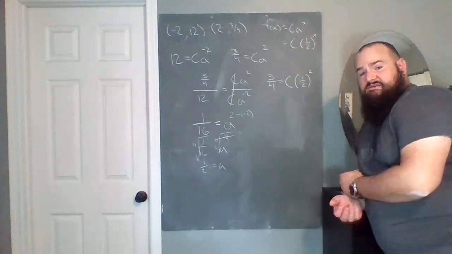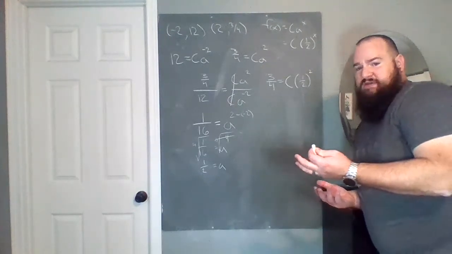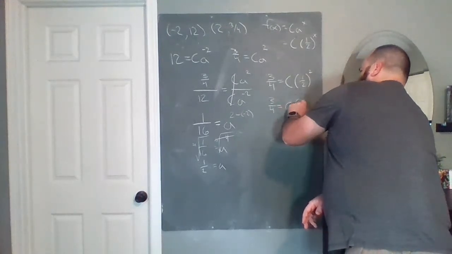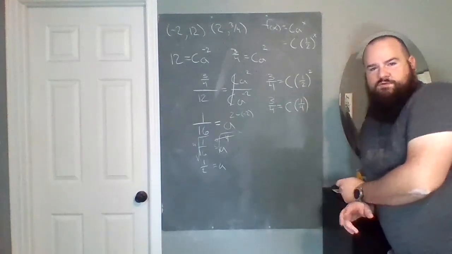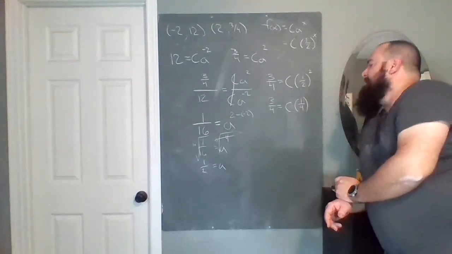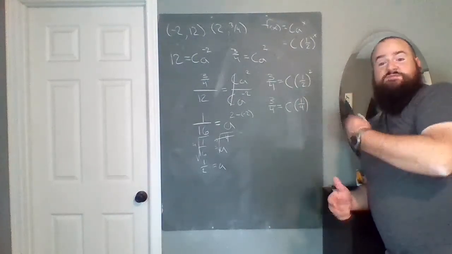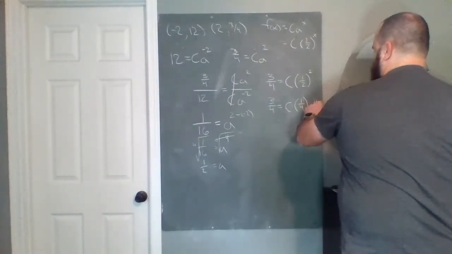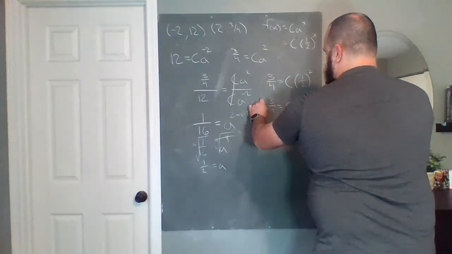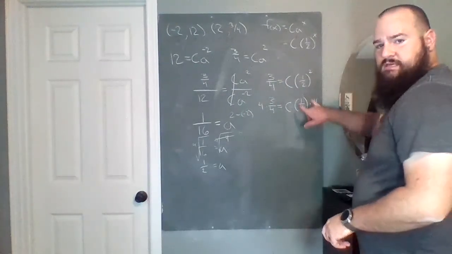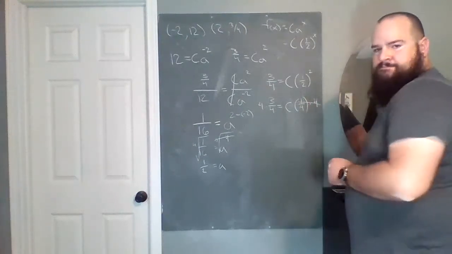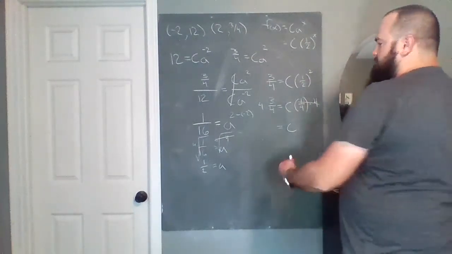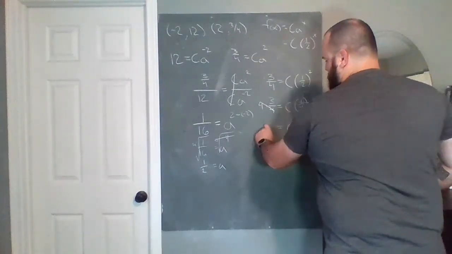I can solve this for c. Right? The first step is, what's 1/2 squared? One-fourth, right? 1/2 times 1/2 is 1/4. Now, how do I get rid of 1/4? Well, I could divide by 1/4, but that's just the same as multiplying by 4. So if I multiply both sides by 4, these cancel, and I'm left with c. And on this right-hand side, the 4's cancel, and I'm left with 3.